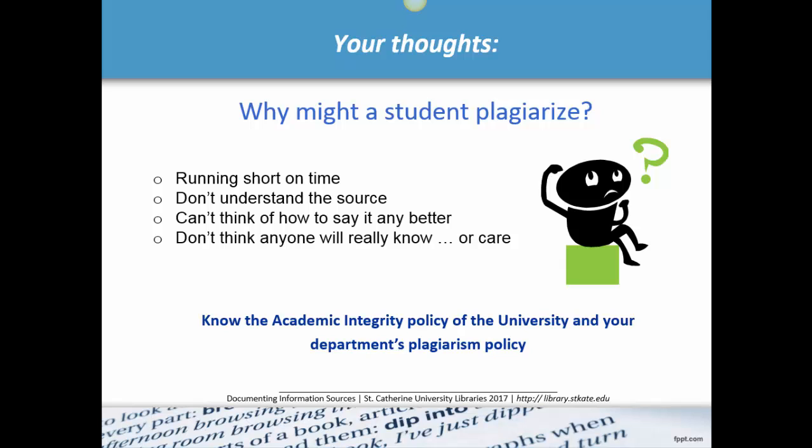Every student at St. Kate's is held to the university's academic integrity policy. In addition, your own program or department may have a plagiarism policy, so be sure you know what it says and where to find it.